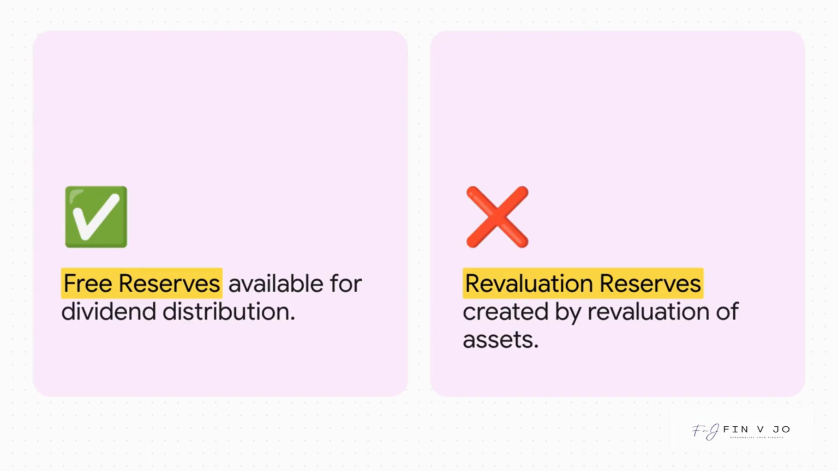Now you might be wondering, why? Well, because a revaluation reserve is created when a company simply revalues its assets. Let's say they decide their real estate is suddenly worth way more on paper. That's an unrealized gain, a notional gain. It is absolutely not actual hard cash profit generated from running the business. Issuing shares against purely paper profits, that's a massive red flag, and the Companies Act completely forbids it.